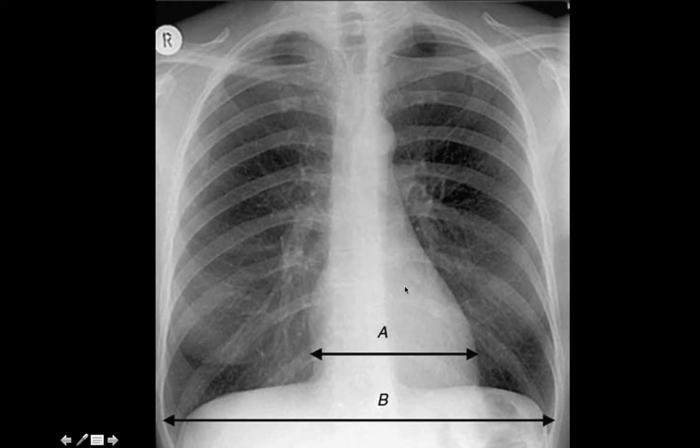Anyway, if this is the overall transverse diameter of the heart, and if this is the diameter of the chest, this is an eye estimation. We don't need any calculator. You have to make it just by viewing the image. It seems that this distance is less than 50% of this measurement. So the heart size is quite normal.